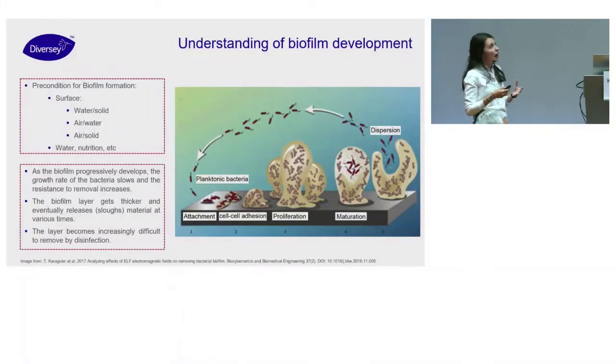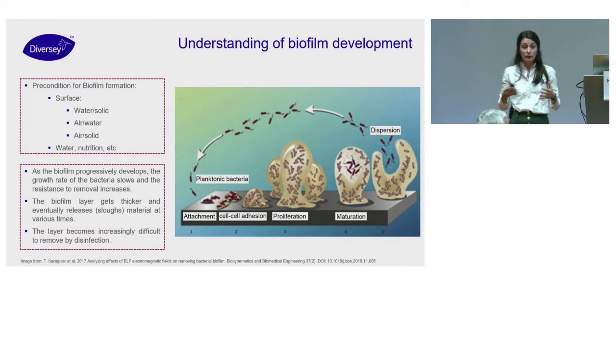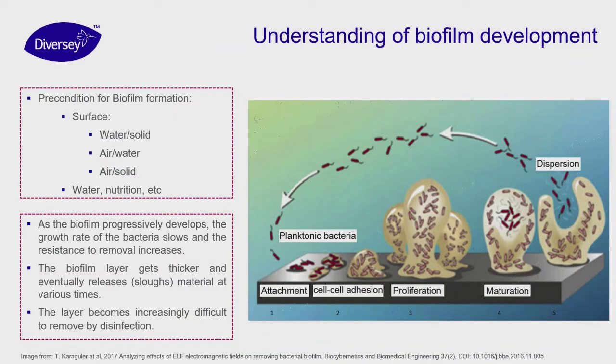So just very quickly, how does a biofilm actually develop? It can go quite fast. You all know, for example, the wet biofilm that we have, the dental plaque. It can form quite rapidly, and that's why we need to go to the dentist to remove it. It has several steps, several stages.